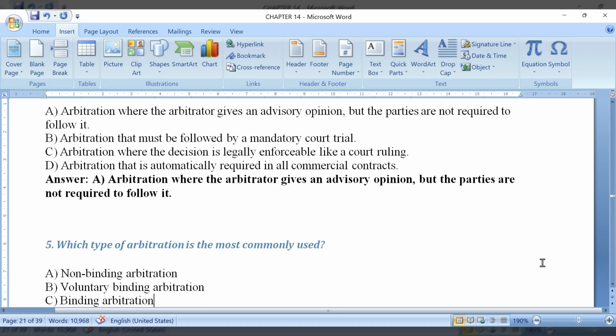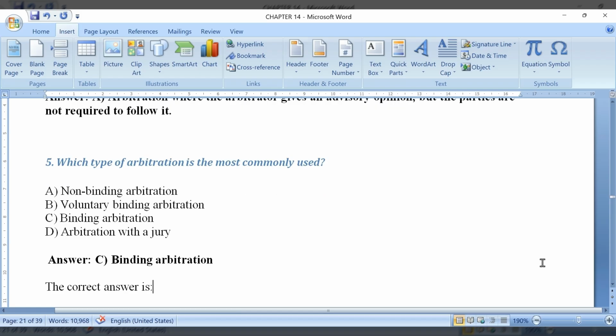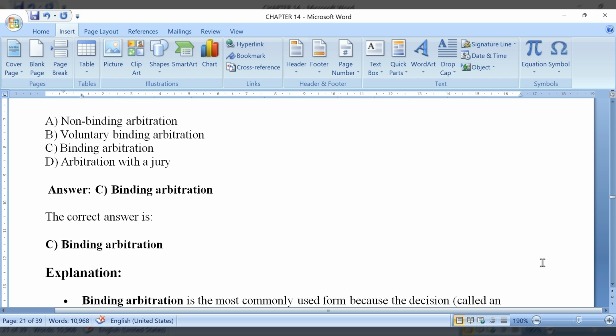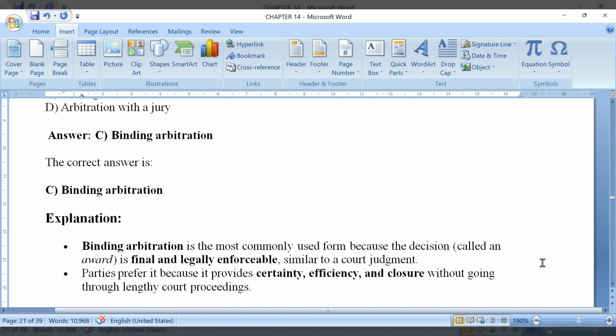5. Which type of arbitration is the most commonly used? A. Non-binding arbitration. B. Voluntary binding arbitration. C. Binding arbitration. D. Arbitration with a jury. Answer: C. Binding arbitration. The correct answer is C.